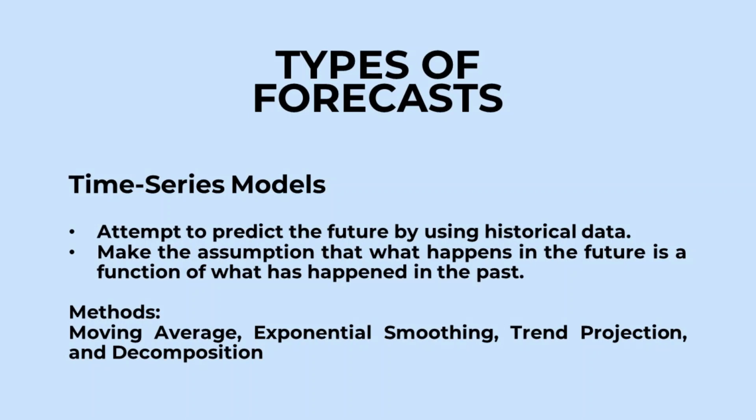The time series models we examine in this chapter are moving average, exponential smoothing, trend projections, and decomposition. Regression analysis can be used in trend projections and in one type of decomposition model. The primary emphasis of this chapter is time series forecasting.